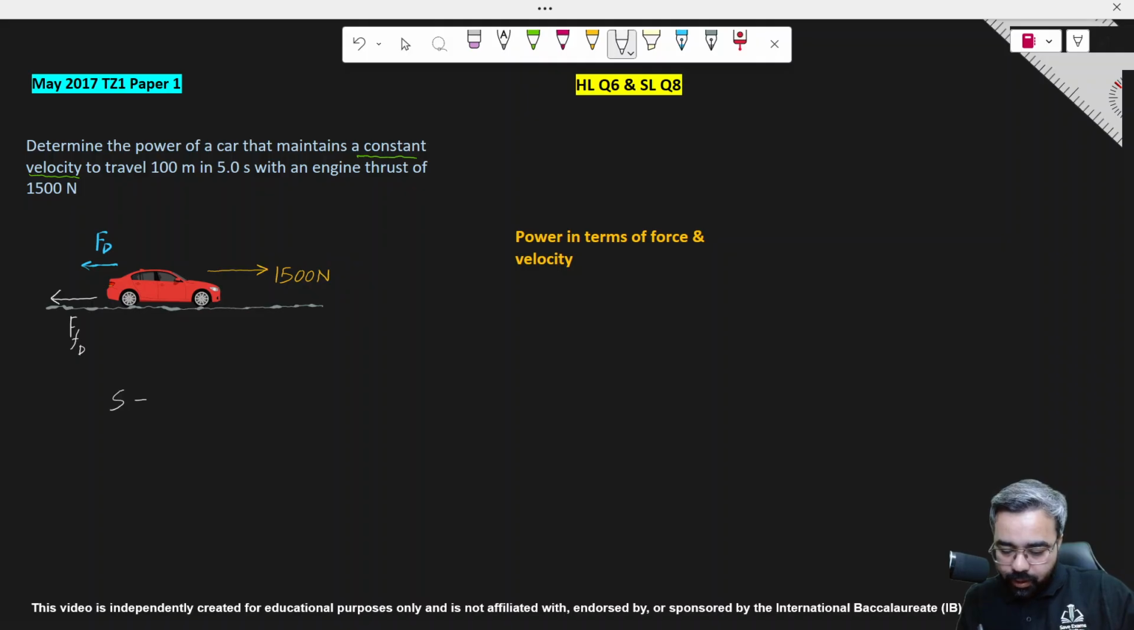Because it is moving with a constant speed, you can find it simply: 100 meters is covered in 5 seconds, so that is 20 meters per second. Now, what is the power?